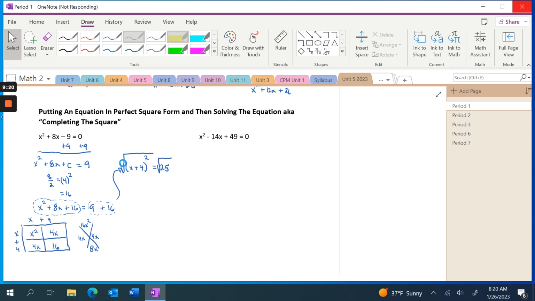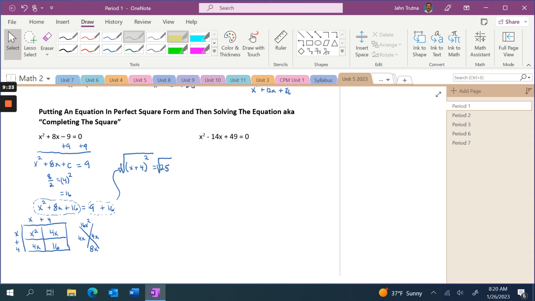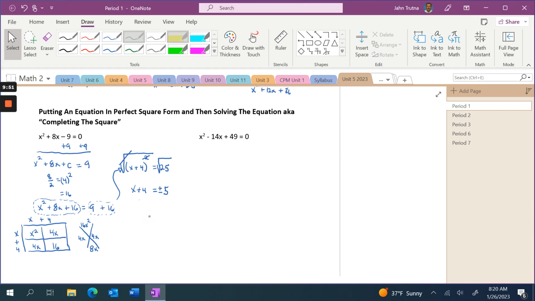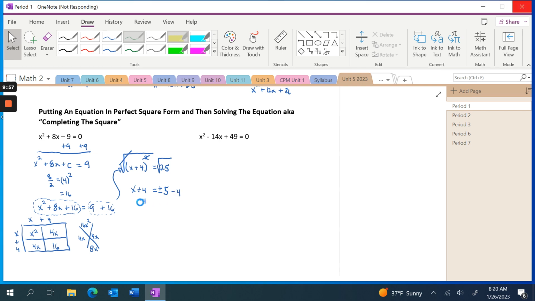Okay, so when I take the square root of the left side of the equation, that square root symbol cancels out that exponent of 2, leaving me with x plus 4 is equal to the square root of 25. Remember, it is 5, but it's not just positive 5, it is negative 5 as well. So the square root of 25 is going to be positive 5 or negative 5. And we represent that by putting that plus and that minus symbol in front of it.